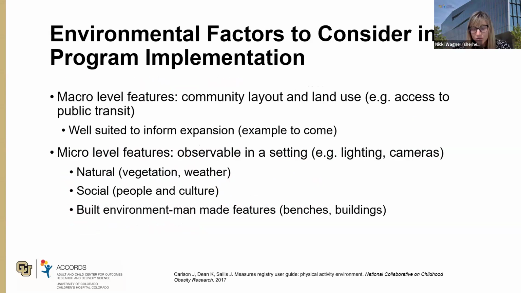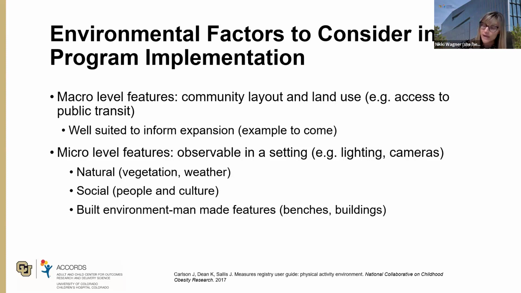So when we're thinking about environmental factors to consider in our program implementation, there's really 2 levels to think about. There's the macro level, which is our community layout and land use. This is like access to public transportation. And it's really well suited to help us identify what are these key themes in the environment we need to think about when we're placing these programs. And then there's the micro level features, and this gets at some of those context specific things. So these are observable in a setting. Do we have good lighting? Are there cameras? And we like to think about these in 3 categories.